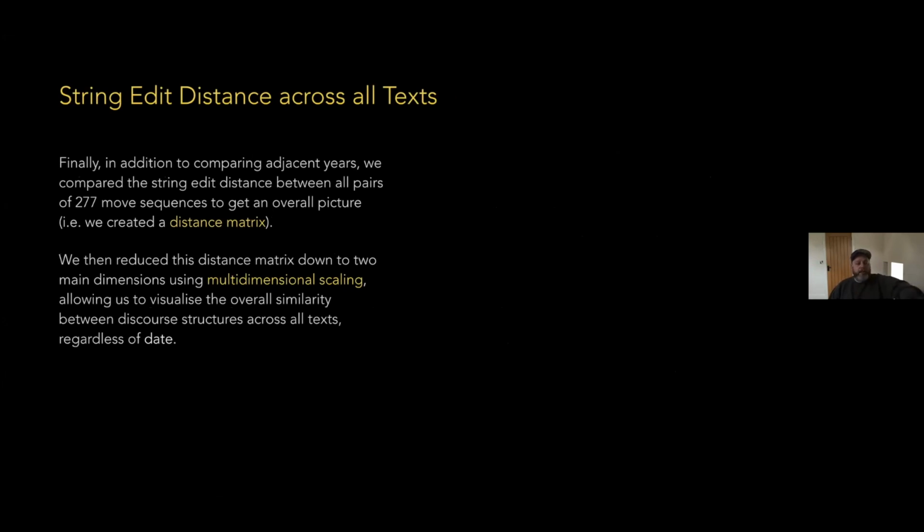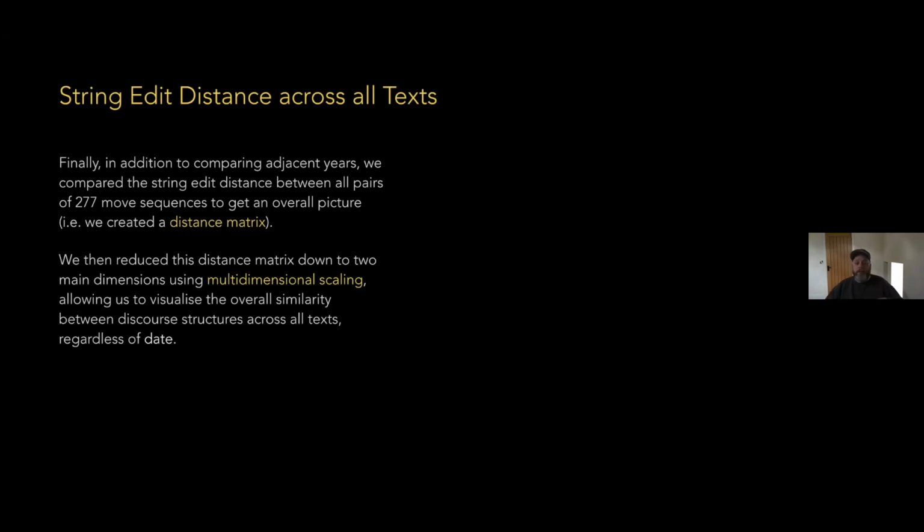Finally, in addition to comparing adjacent years, we also compared the string edit distances between all pairs of 277 move sequences. So we threw out time, right? And we just did an analysis based on the distance between every pair of move sequences. We measure the distance between each one of those by computing the string edit distance, and that then produces a distance matrix. So, kind of like in an old road atlas where it tells you how far it is between every city in Brazil or England.